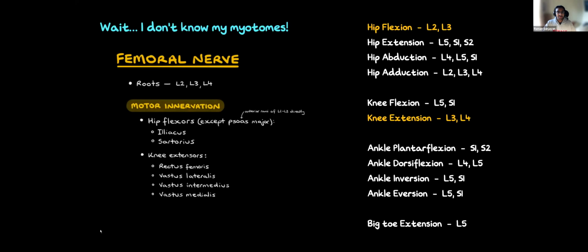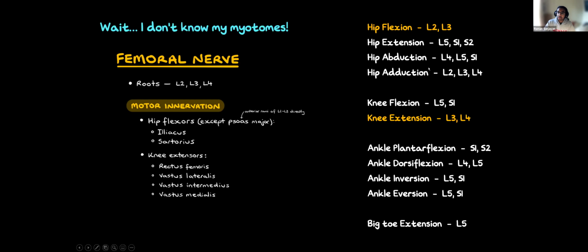So we'll start off with the femoral nerve. Okay, so the femoral nerve roots are L2, L3, and L4. And what does the femoral nerve basically innervate broadly? They innervate a bunch of different muscles, 6 muscles here. But what are the functions of those muscles? So in a sense, what is the function of the nerve? The motor function of the nerve. That is hip flexion and knee extension.